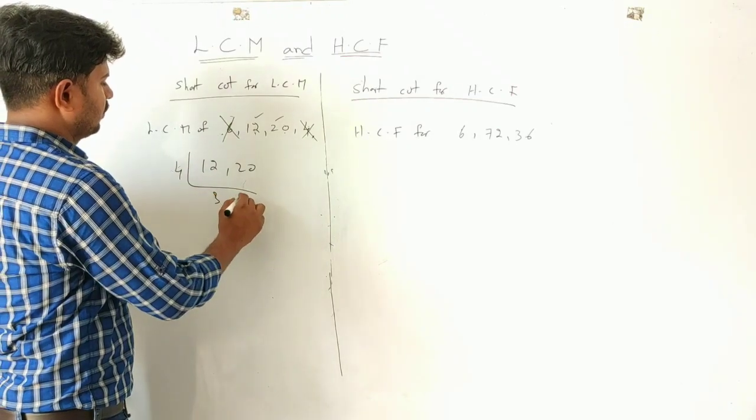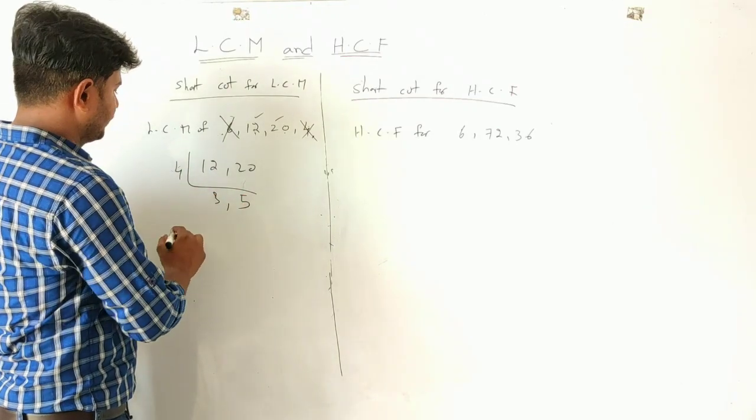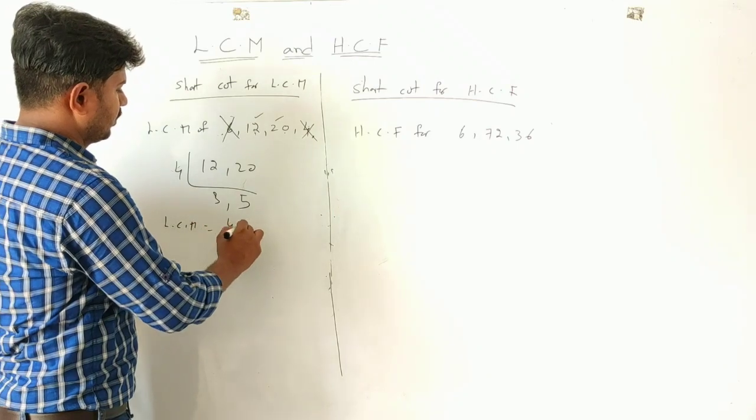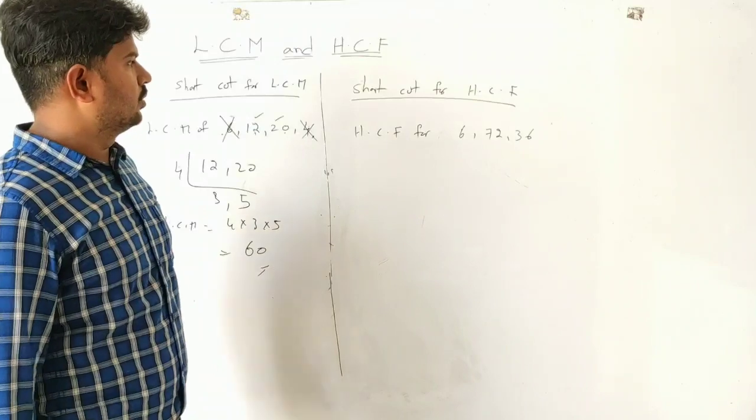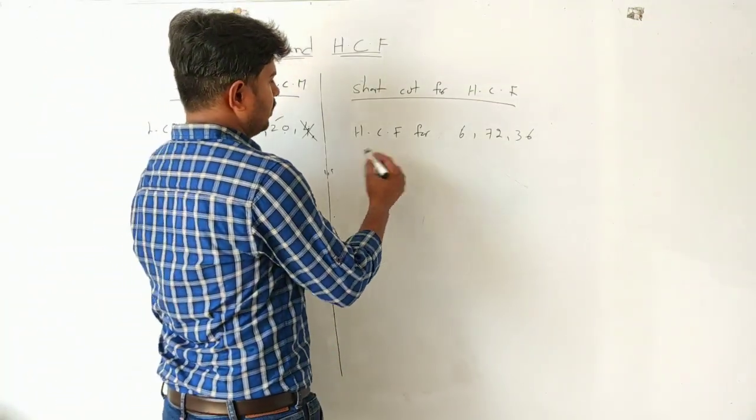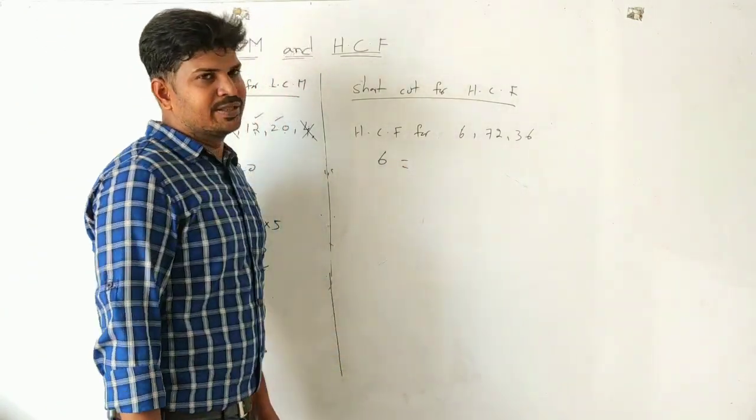4 3s are 12, 4 5s are 20. So LCM is equal to 4 into 3 into 5, 15, 4 15s are 60. Okay. Now come to the common factor, HCF. So if you are very good at multiplication, apply this shortcut.